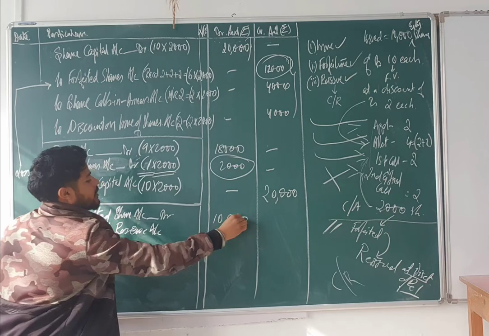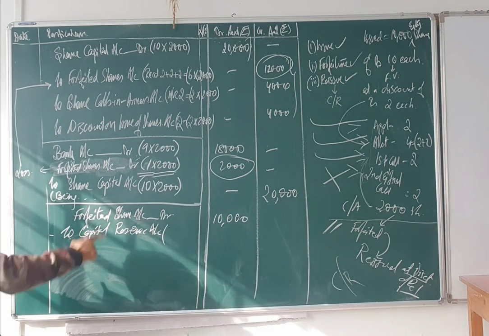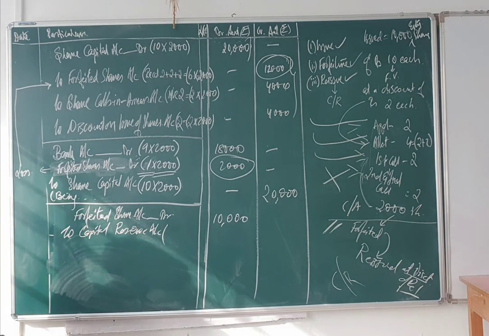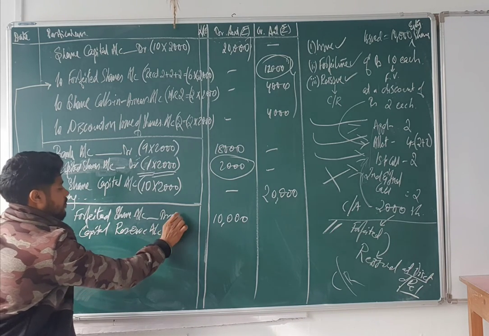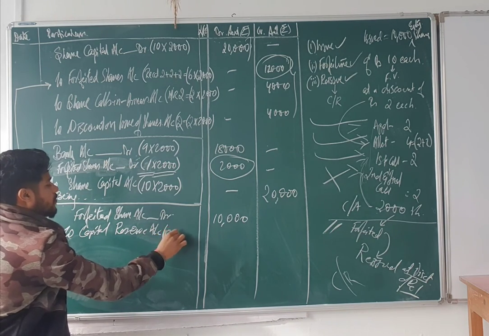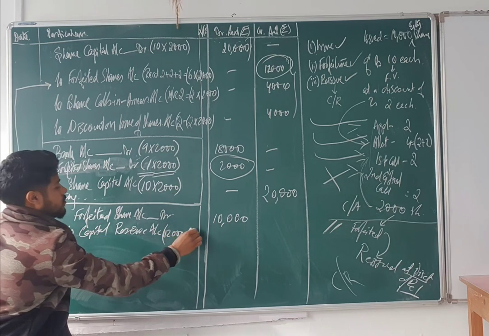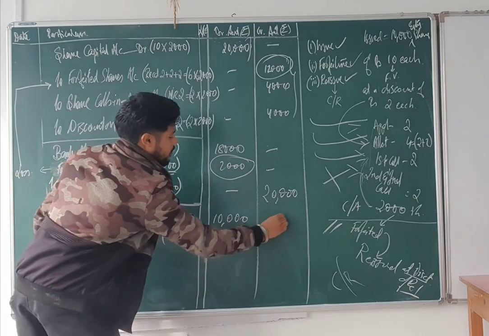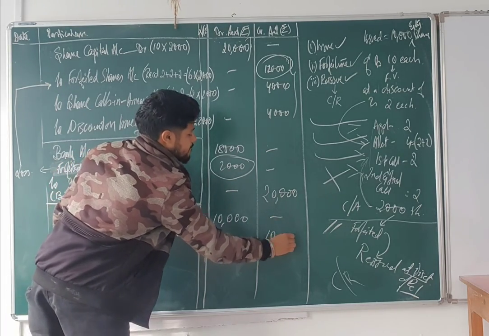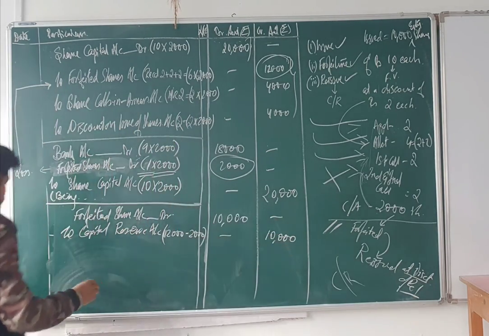How did I get this 10,000? Please encircle it with a pencil so that you understand. 12,000 minus 2,000. Is it okay? The balance amount will come here. We're done with this entry also.